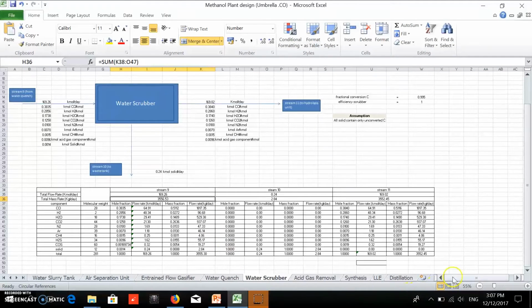Next, in the water scrubber, the feed in stream 9 from the water quench is transferred to the water scrubber to separate the unconverted C, which is the solid, into stream 10, which flows to the waste tank. The other syngas, without unconverted solid, is stream 11, which flows to the hydrolysis unit.